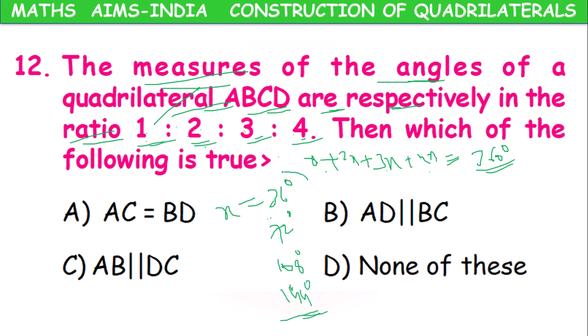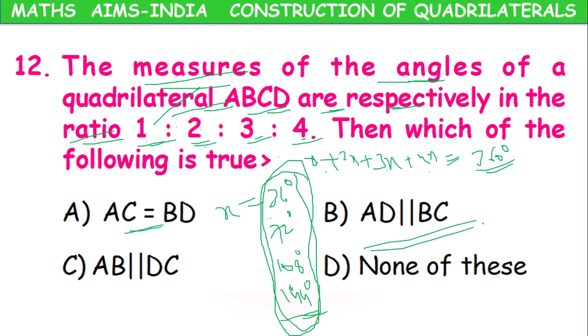So, as all the angles are different, all the sides will have different lengths, and no angle is 90 degrees. So there is no possibility of sides equal or sides parallel. As the four angles are different, there is no possibility of equality or parallel lines. So the answer is none of these. Option D is correct.